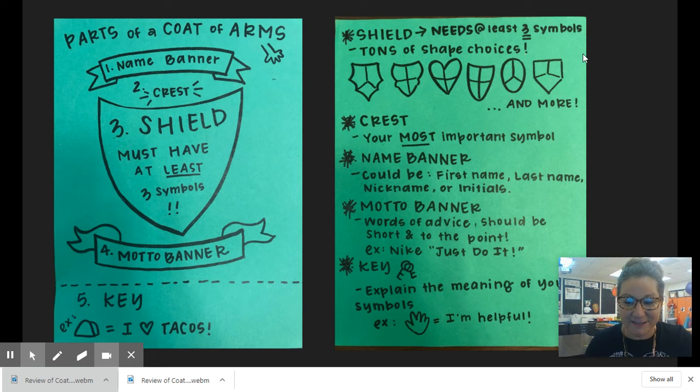Hi, third graders. So let's talk about what we're going to do this week. We just talked about sort of the history of a coat of arms and where it came from. We talked about who might have a coat of arms: a country, a family, a person, a knight, right? Now let's talk about the parts that we're going to use on our coat of arms.